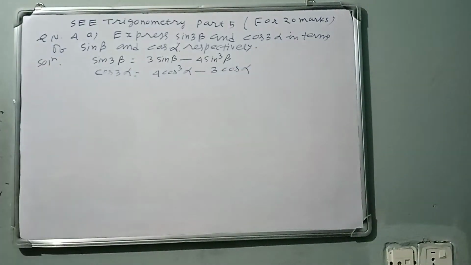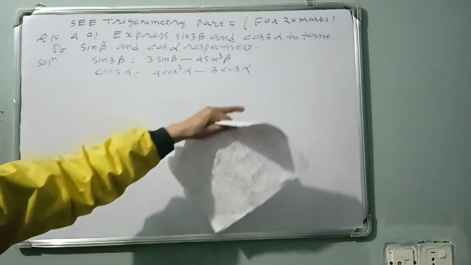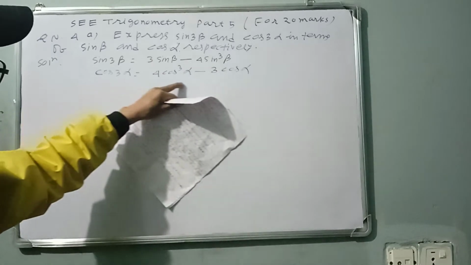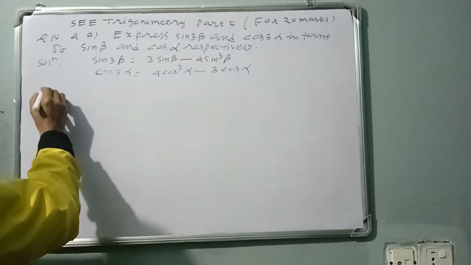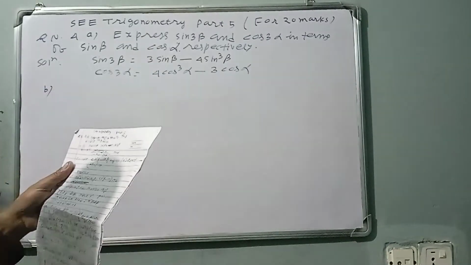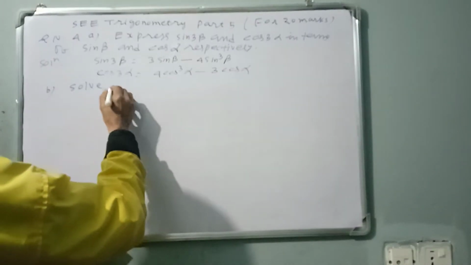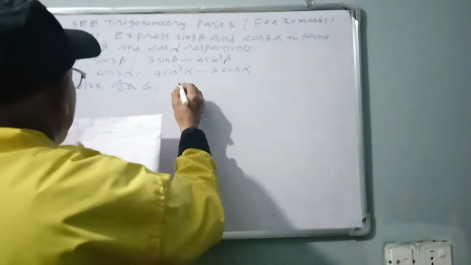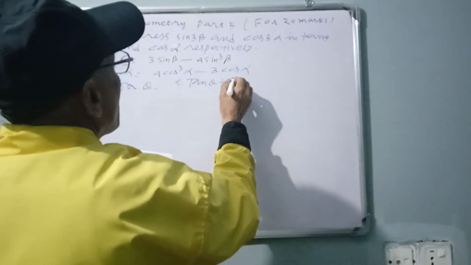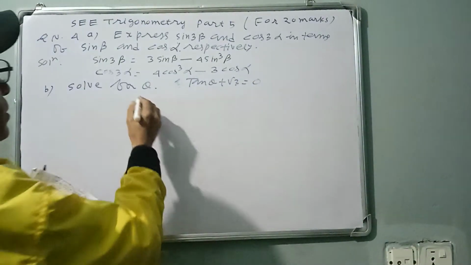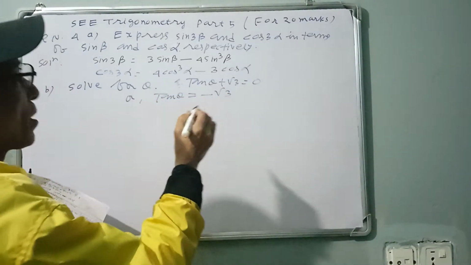If the question is to express sin 3 beta, it is 3 sin beta minus 4 sin cube beta; cos thrice alpha is 4 cos cube alpha minus 3 cos alpha. Question number 4A. Question number 4B is solve tan theta for theta. The question is tan theta plus root 3 equals 0, or tan theta equals minus root 3.